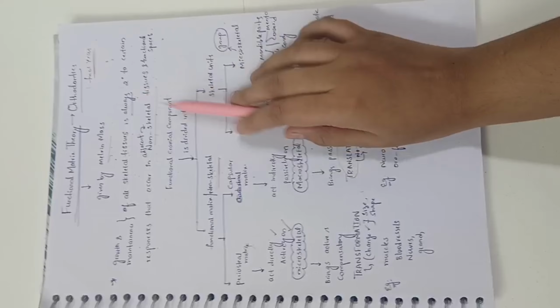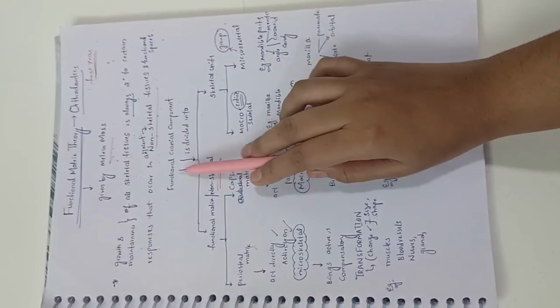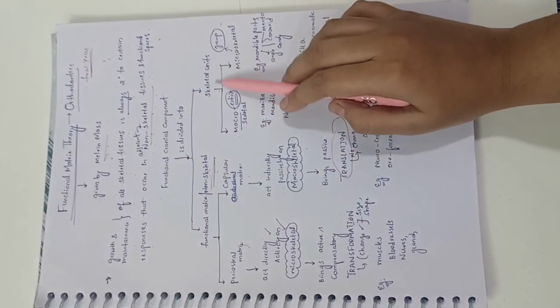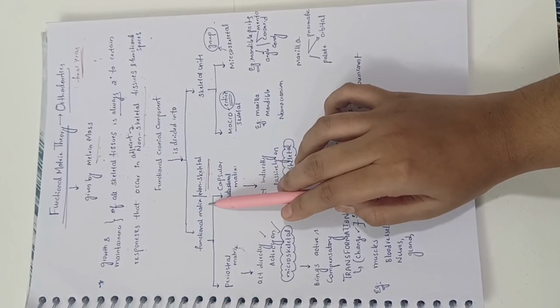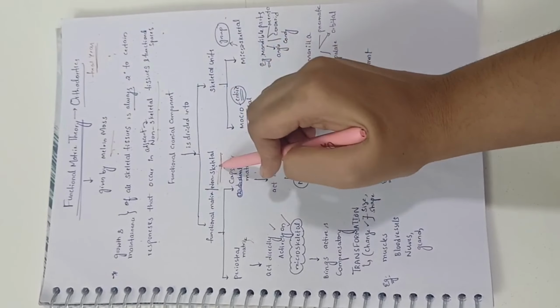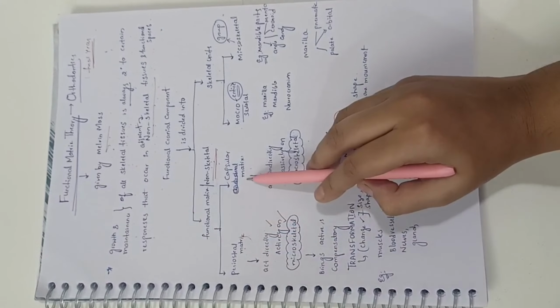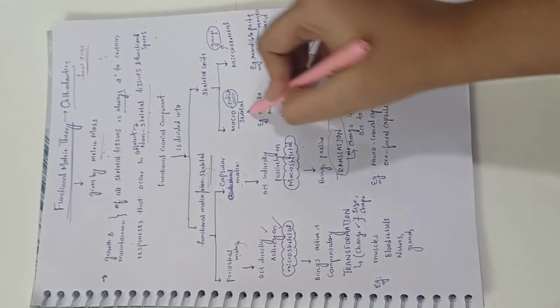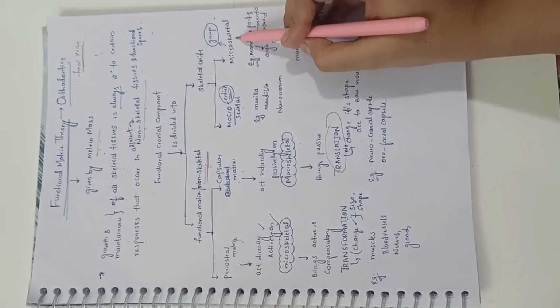According to this theory, the functional cranial component is divided into two types. One is the skeletal unit, and the other is the non-skeletal unit or the functional matrix. The non-skeletal unit includes the periosteal matrix and the capsular matrix. The skeletal unit is divided into macroskeletal and microskeletal.